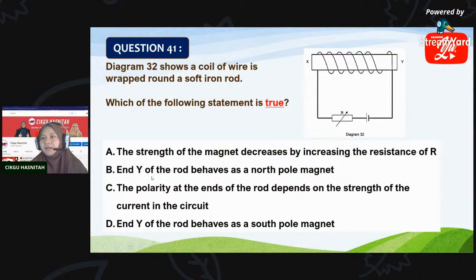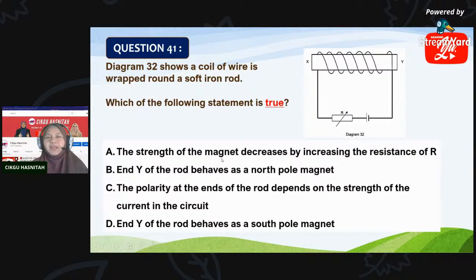Okay, and then B, end Y of the rod behaves as the north pole. You say Y is the north pole. C, the polarity at the end of the rod depends on the strength of the current in the circuit. Is that true? Or the answer is D, end Y of the rod behaves as the south pole of the magnet.